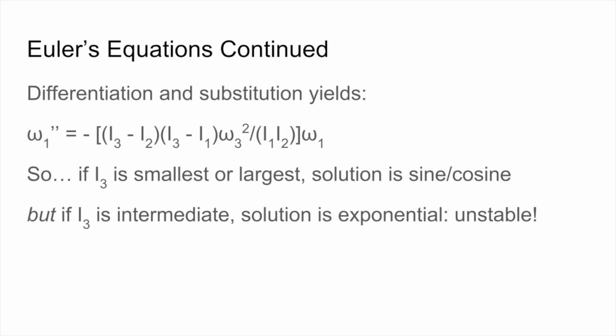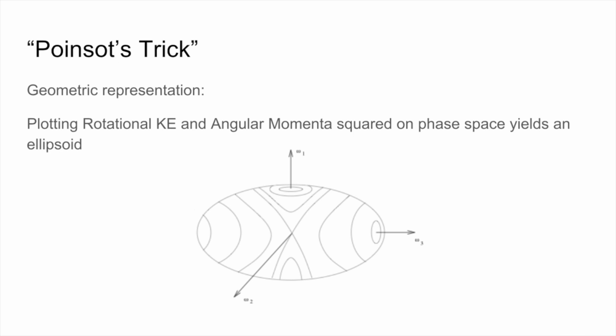What we can see here is that I3 can be either the smallest, intermediate, or largest, and if it's the smallest or largest, the solution will be a sine or a cosine. If the solution is sine or cosine, the system is stable, as it will simply oscillate back and forth. However, if I3 is intermediate, the solution will be an exponential, and it will be unstable as it drastically and quickly leaves from zero. This second possibility, where I3 is the intermediate, is what we are visualizing in the YouTube video of the dancing T-bar. There's another, more visual way of demonstrating this relationship.